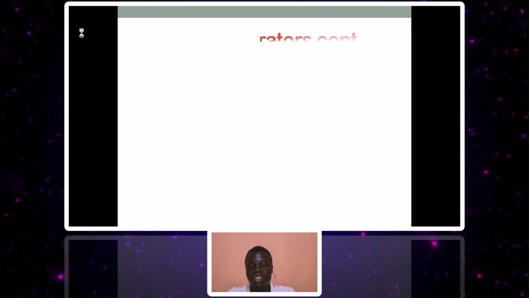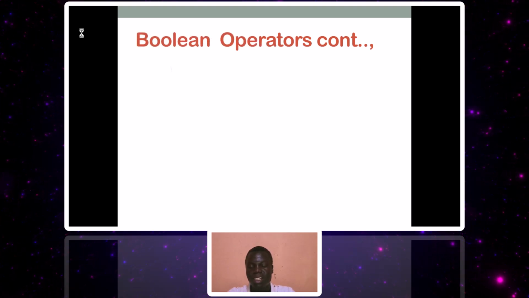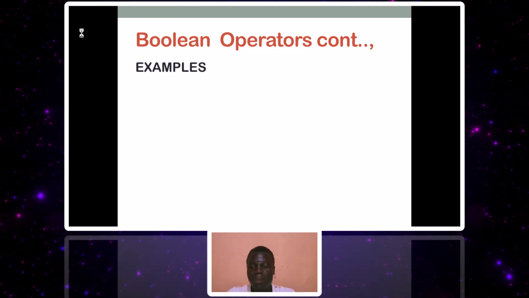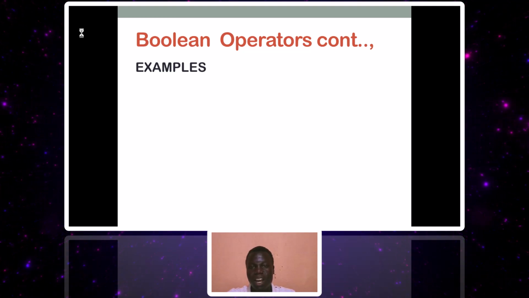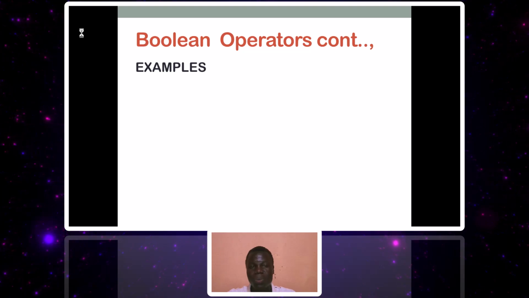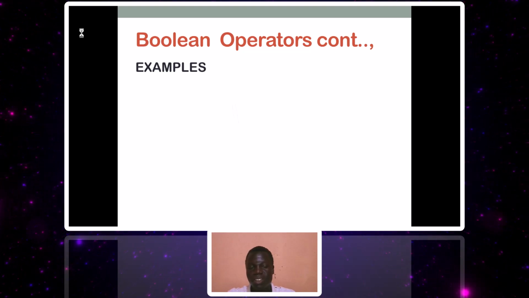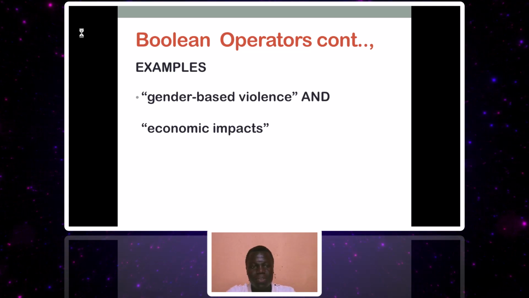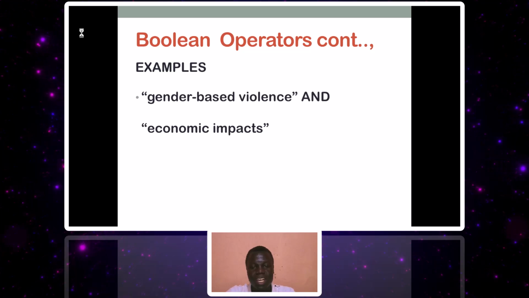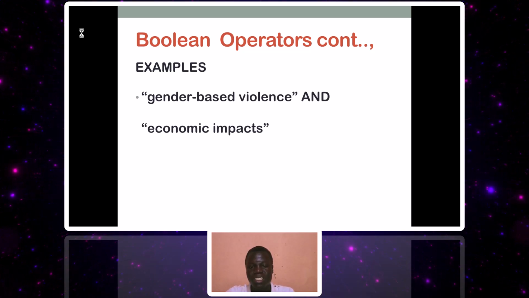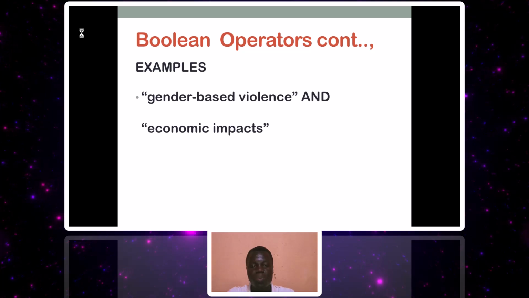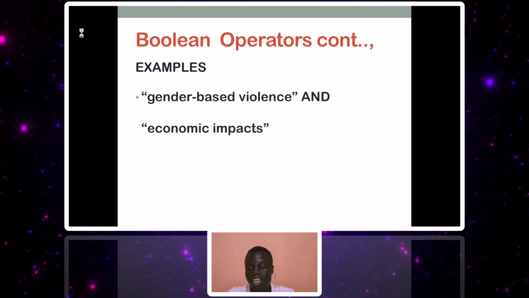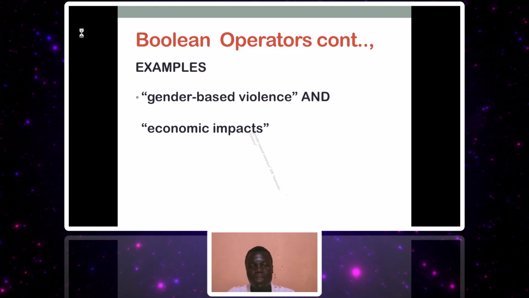And this will take us to the next item in the list. We are still under these Boolean operators, and we are going to go through the examples, bearing in mind that our research topic still stands, it is about gender-based violence. Therefore, for example, I can use gender-based violence AND economic impacts, and this retrieves results for both concepts. It gives results for gender-based violence, and it gives results for economic aspects.